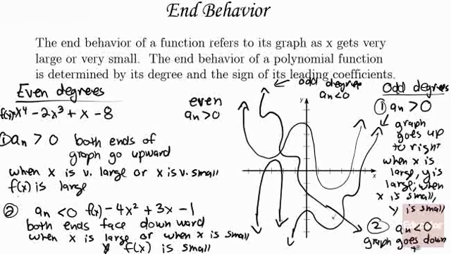So with even degrees, both ends face up or both ends face down. With odd degrees, one end goes up, the other goes down. If it's a positive leading coefficient, it goes up to the right. If it's a negative leading coefficient, it goes down to the right. And you also saw that with linear equations, going up or down to the right. So what this tells me is that when x is very large, y is very small. And when x is very small, y is very large. X and y are going the opposite ways.